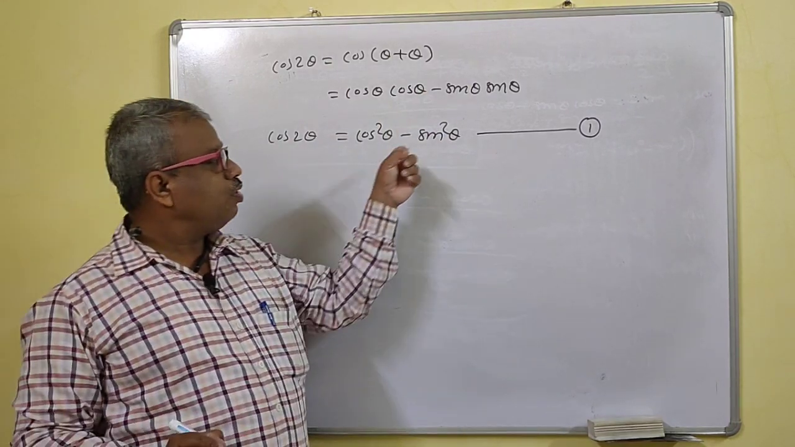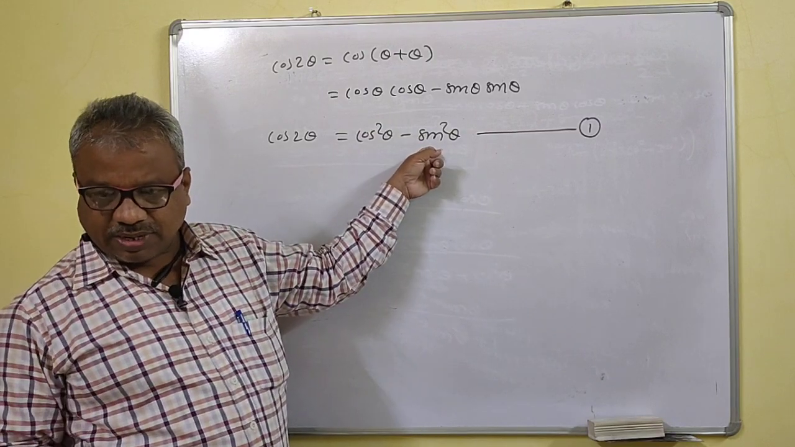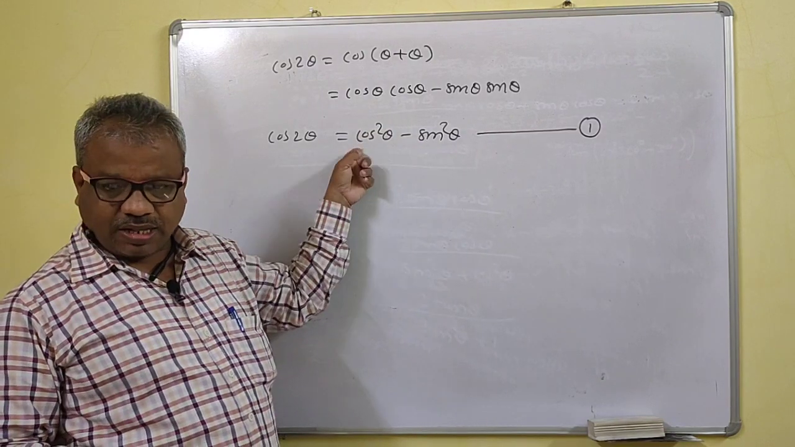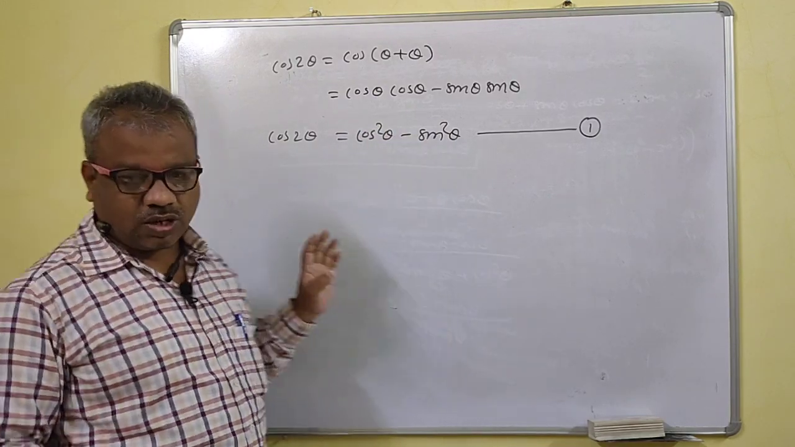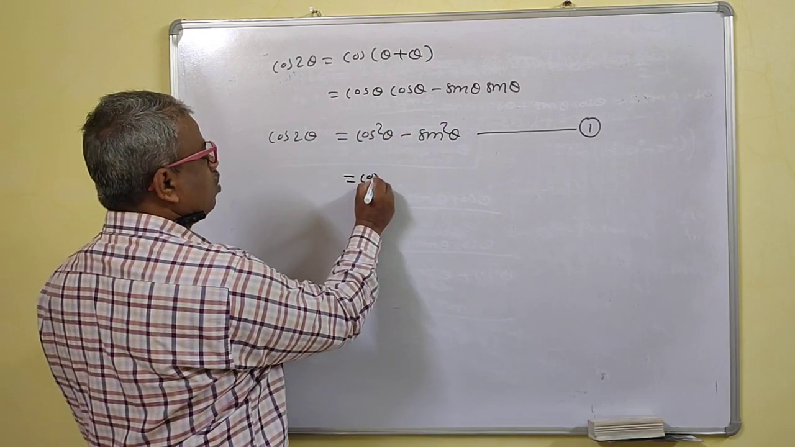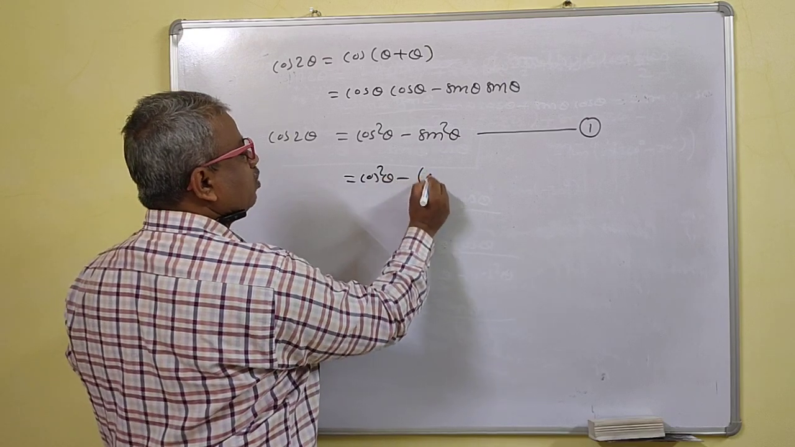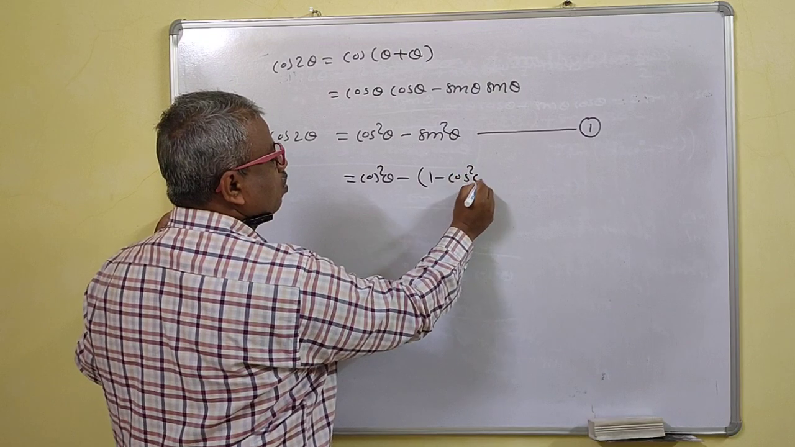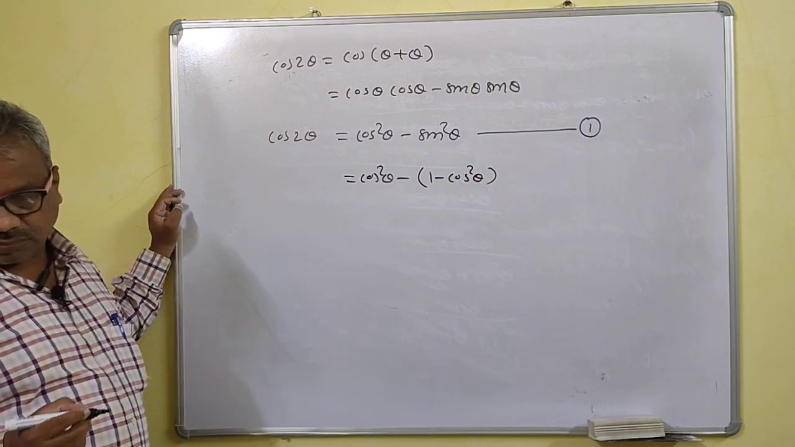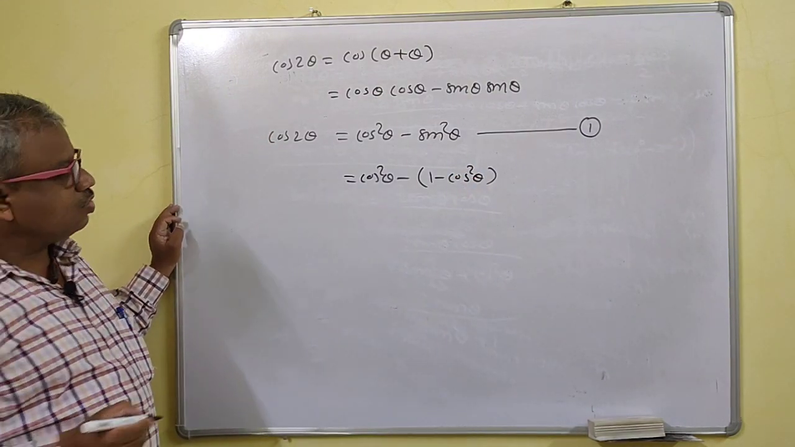Now we know that sin square theta can be converted in terms of cos, and cos square theta can be converted in terms of sin. First we will convert sin square theta in terms of cos square theta. So cos square theta minus sin square theta, where sin square theta is 1 minus cos square theta. So what do we get then?